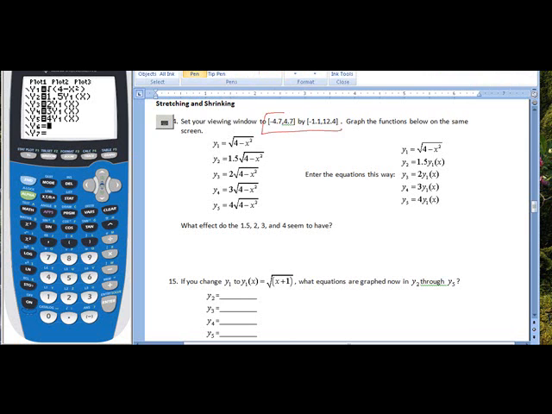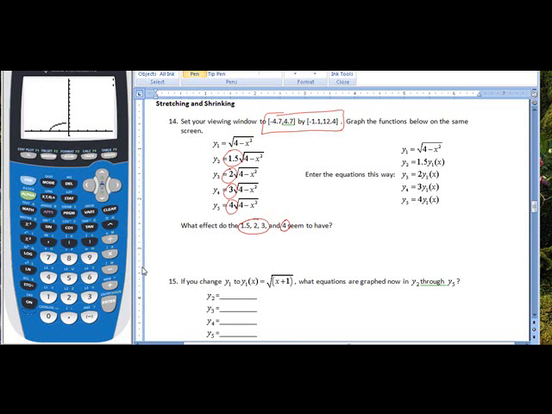First of all, I have already set up my viewing window for the correct minimum and maximum values for x and for y. So pressing graph, we want to make a prediction or an observation about what the coefficients, the 1.5, the 2, the 3, and the 4, what does that change about the graph?